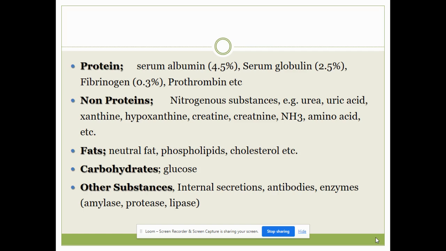And in the non-protein portion, we have nitrogenous substances like urea, uric acid, xanthine, hypoxanthine, creatinine, ammonia, amino acids, and so on.